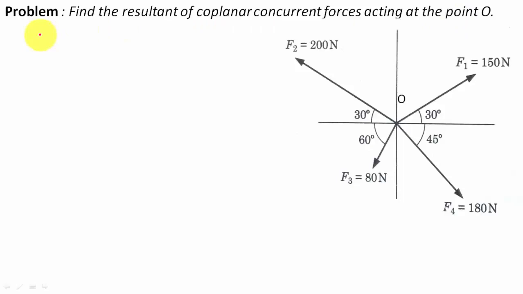We know very well that the resultant is given by this formula: the square root of the summation of all the forces in the x direction squared plus the summation of all the forces in the y direction squared. To be very specific, I'm going to resolve all these forces in the x direction and sum them up to get the summation of Fx. Similarly, I'm going to resolve all these forces F1, F2 and the rest in the y direction, and I'm going to get the summation of Fy. How can that be done?